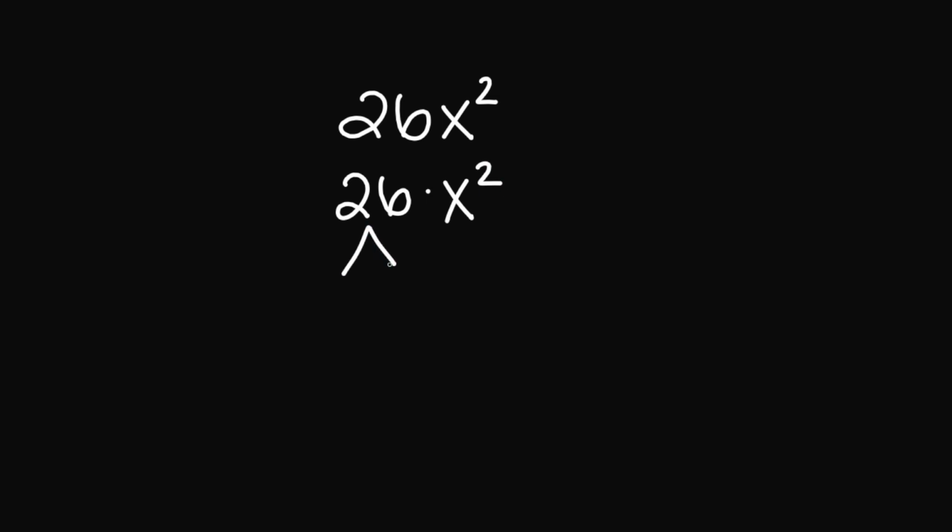Let's try 26x squared. I'm going to separate my 26 into 26 times x squared. My 26 can be factored into 2 times 13. Since I am left with prime numbers, I cannot factor any further. So my final answer is going to be 2 times 13 times x squared.